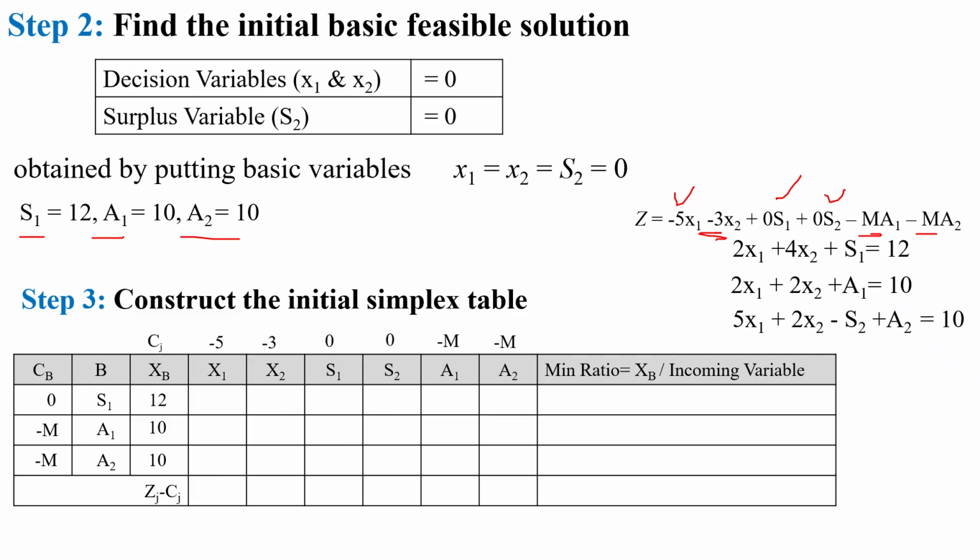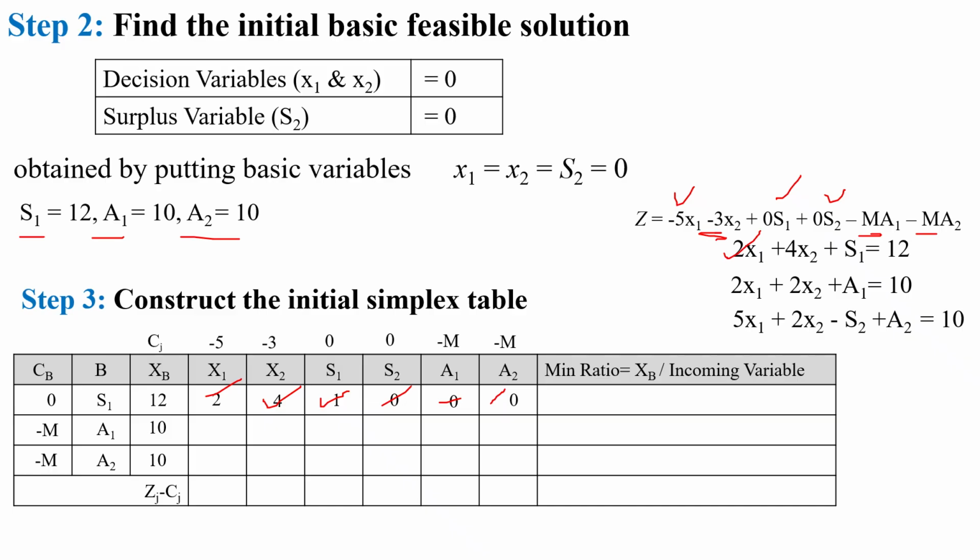Next, observe the constraint equations and write down the coefficient values of all the variables. From the first constraint equation, the x1 coefficient is 2, so write down the 2 here. Next, the x2 coefficient is 4. Next, the s1 coefficient is 1. Here there is no s2, a1 and a2, so their coefficients are 0, 0, 0.